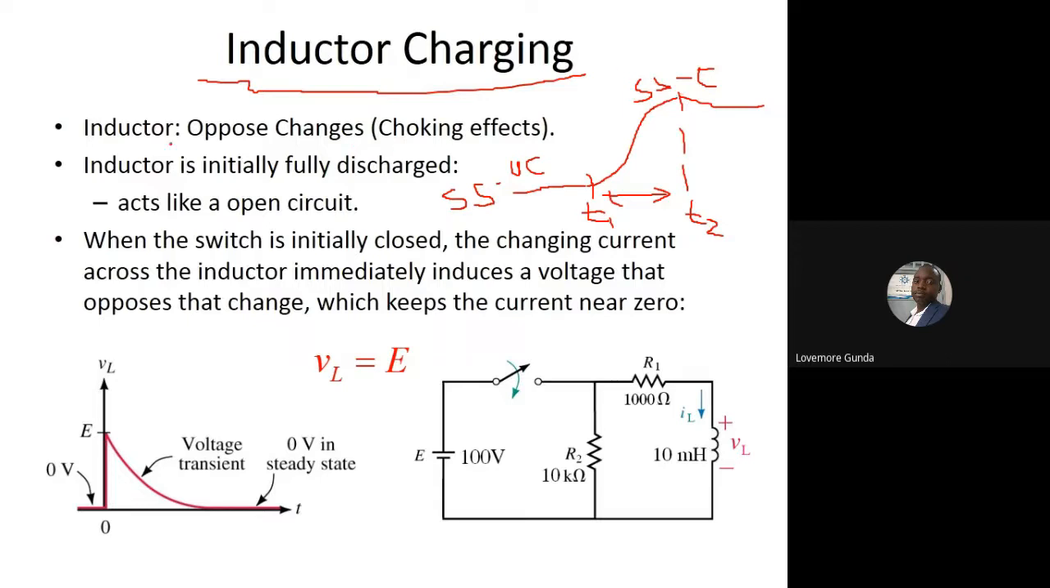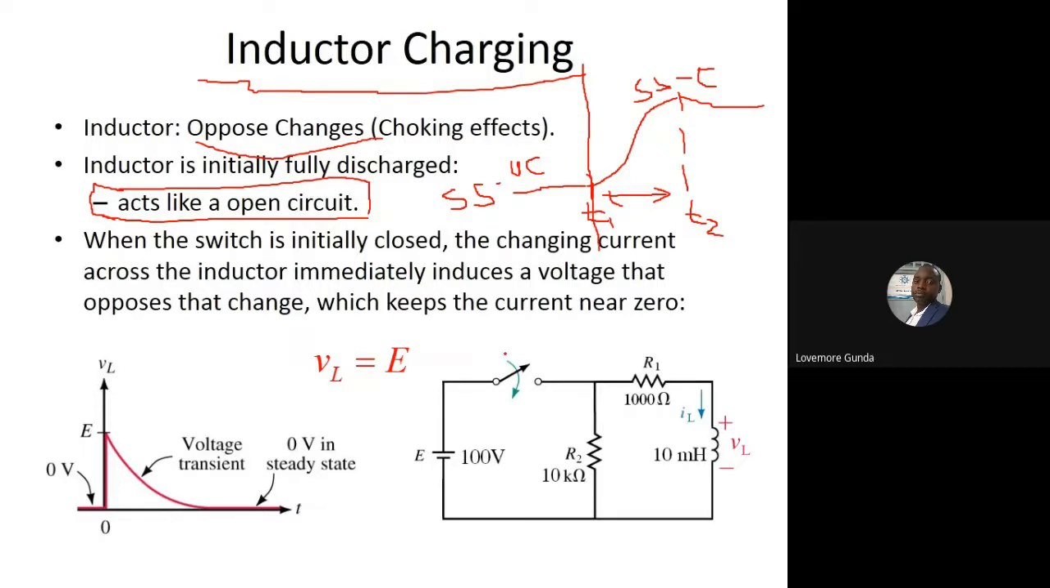So in simple terms, an inductor will oppose changes in current, right? An inductor that is initially discharged acts like an open circuit. These are the important facts. When an inductor is not charged, it acts as an open circuit. It means when the inductor has not been charged, it does not allow current to flow through it, right? That is in this state.